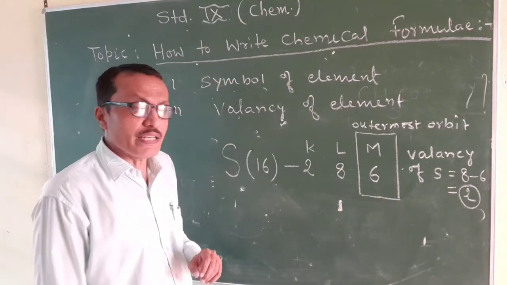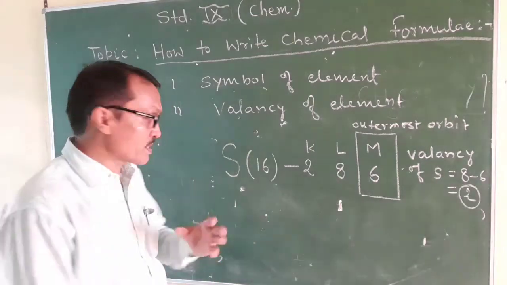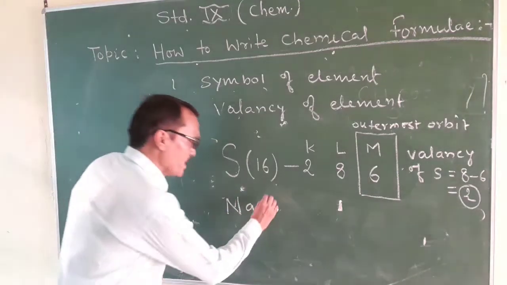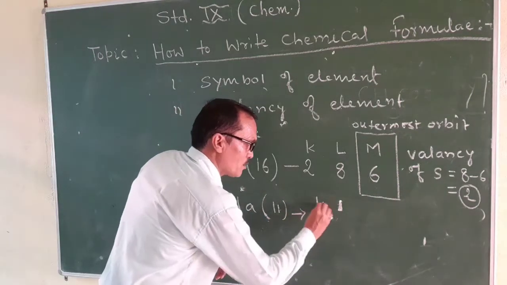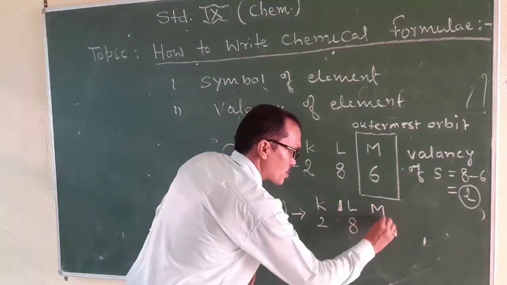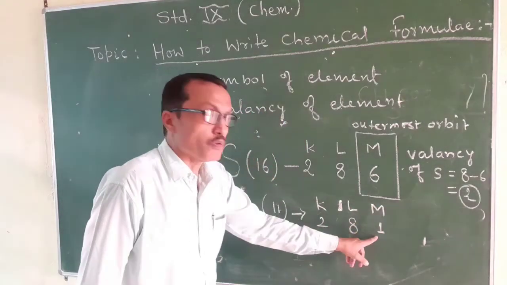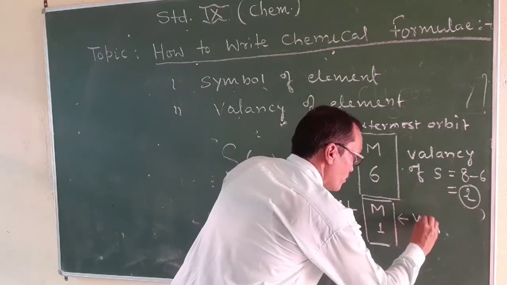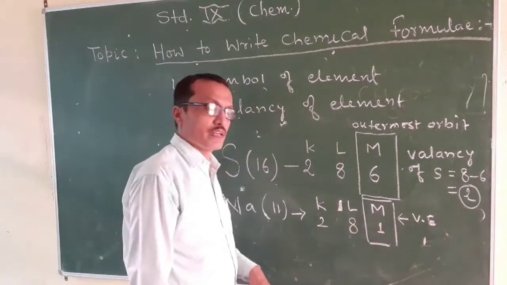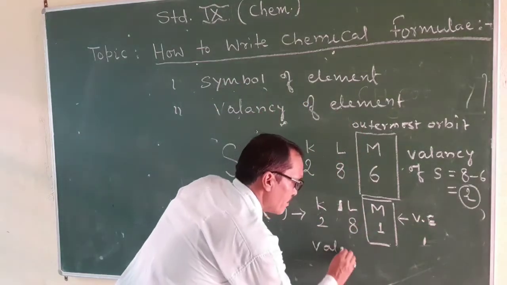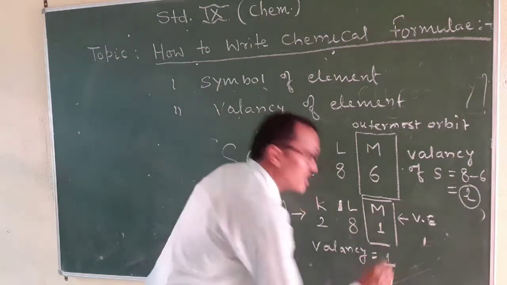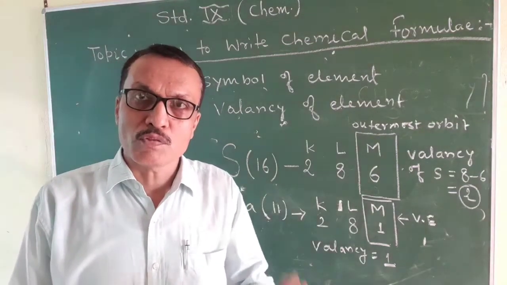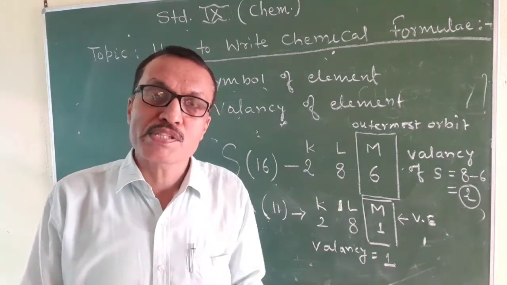Now see another example. In the case of Na, sodium, the atomic number of sodium is 11. According to the Bohr-Bury scheme, in the outermost orbit of sodium there will be 1 electron. So the valence electron in the case of sodium is 1. So what will be the valency? The valency will be 1 also, because I told you, if in the outermost orbit there are 1 to 4 electrons, then the valency will be the same.